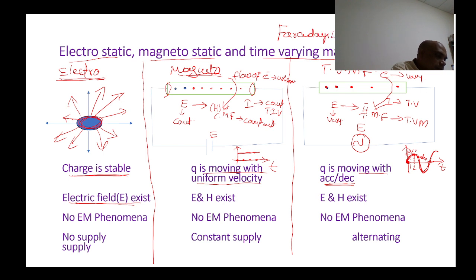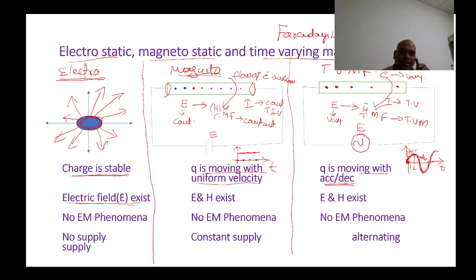Faraday's law. So what is it telling? Faraday's law is about a time varying magnetic field. If one quantity is stationary, another quantity should be varying with respect to time or varying with respect to space.